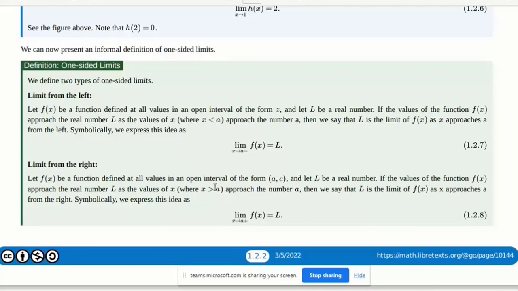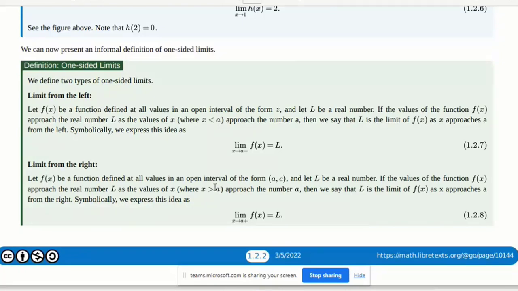If the values of the function f of x approach the real number L as the values of x approach the number a, then we say that L is the limit of f of x as x approaches a from the left. Symbolically, we express this idea as the limit of f of x as x approaches a from the left, with that minus sign, which means x is approaching a from the left, equals L.